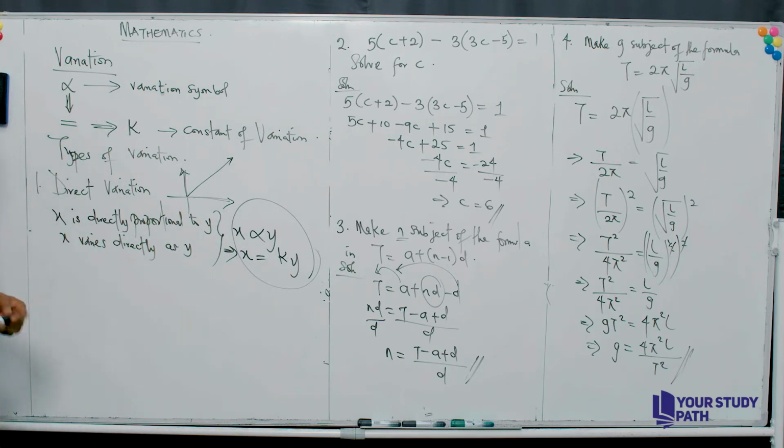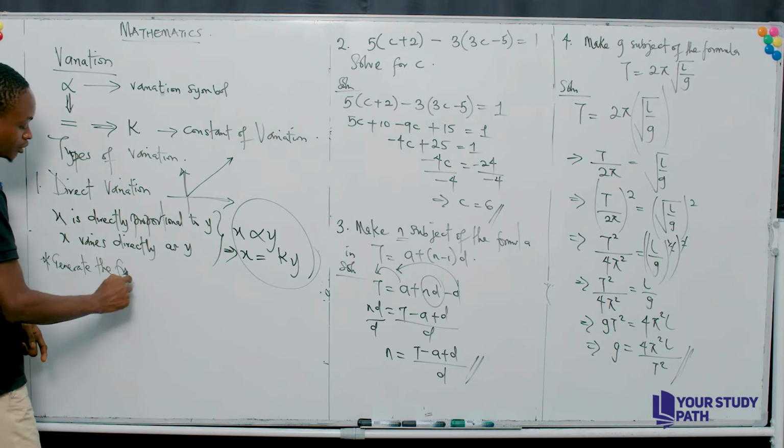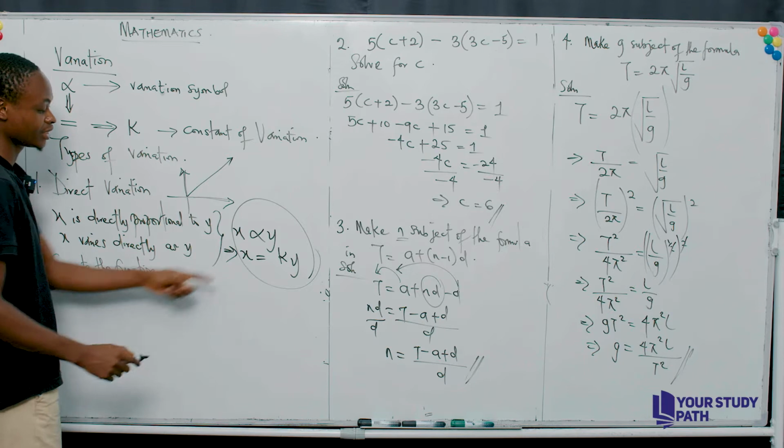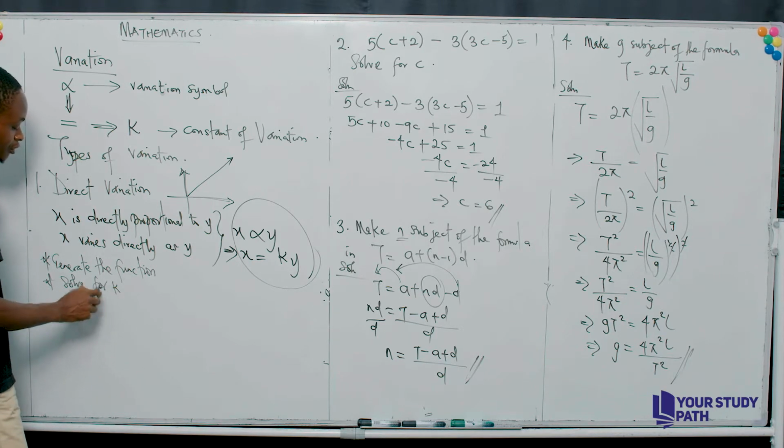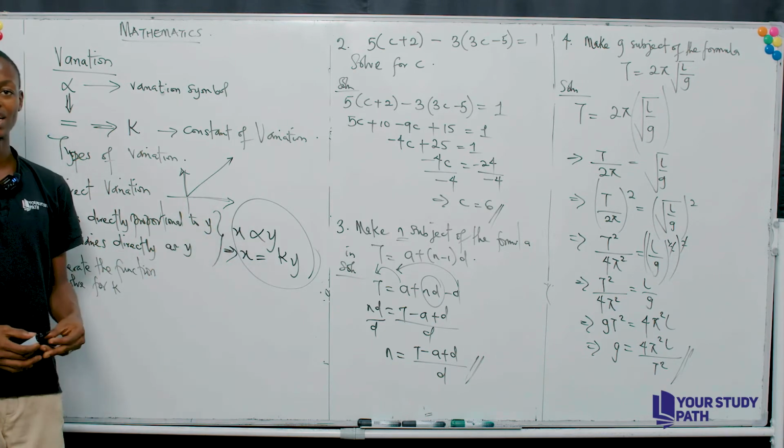Of course, how do we now calculate? Our first step whenever we are calculating this is to generate the function. We will not get anywhere if we cannot generate this function. Once you have generated the function, solve for k. We need that constant of variation.